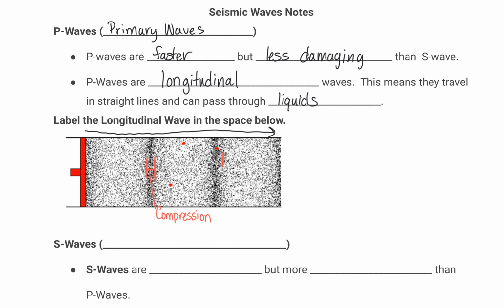And then we also have regions where the particles are a lot more spread out. And this is rarefaction. So those are the two parts of this longitudinal wave. From one area of compression to the next is the wavelength. So longitudinal waves can also have different wavelengths. But again, they're just moving straight.